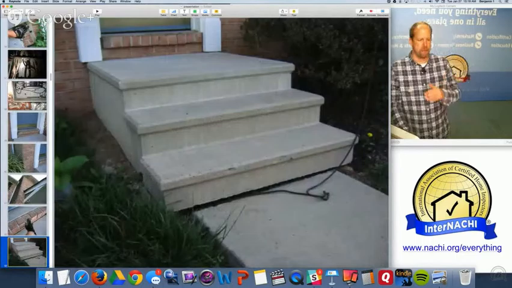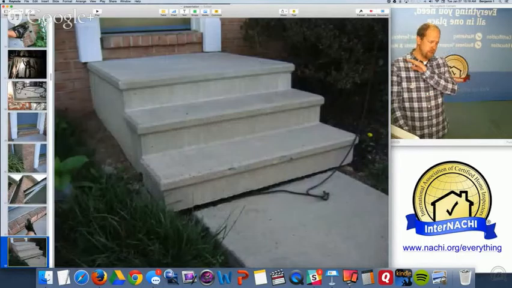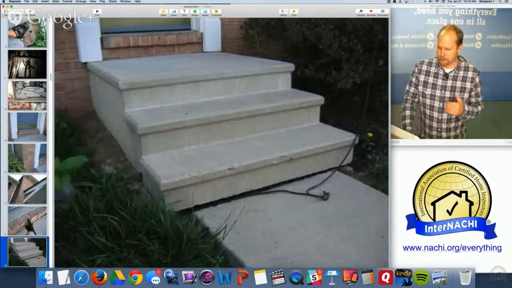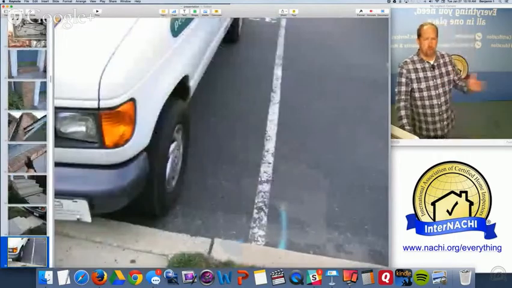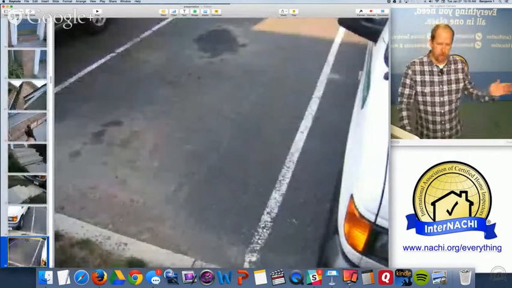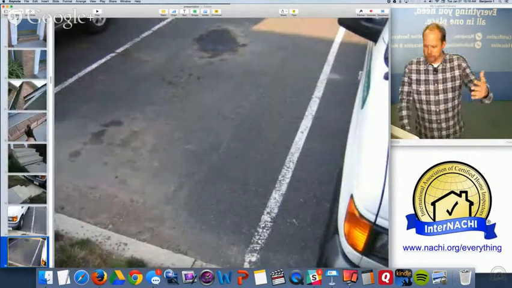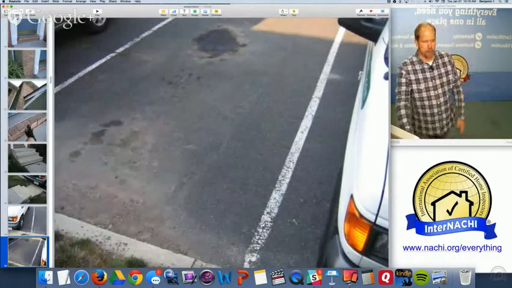Settlement of things that should be properly sloped away, hard surfaces that should be sloped away from the house, is important to observe. Plus, it's also a trip hazard. Driveways, walkways, anything that gets water away from the house or could puddle up. So there's a puddle area in this parking lot.